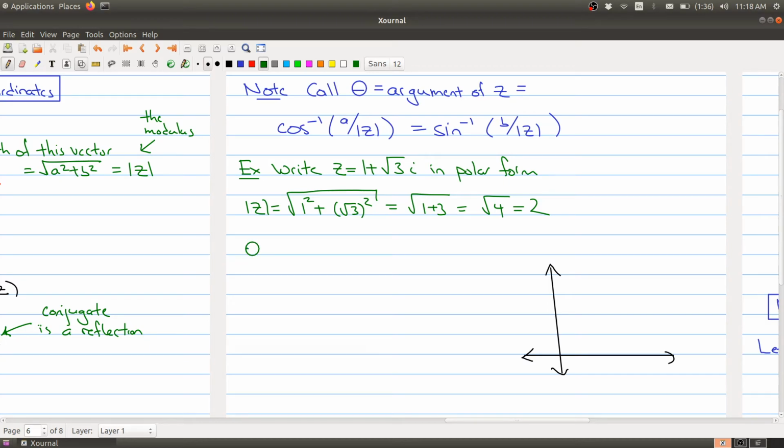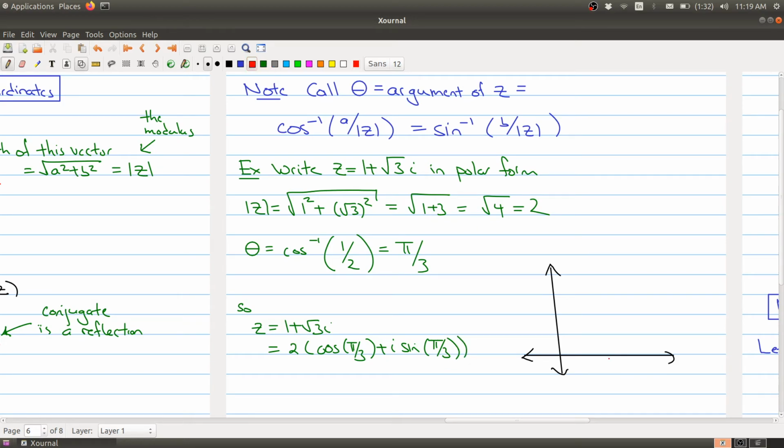And now I need the argument. So the argument is going to be inverse cos of 1 over 2. In radians, that is pi over 3, which is 60 degrees, because I'm using a 30, 60, 90 triangle. So putting the pieces together, our complex number Z, which is 1 plus root 3 i, could also be written as 2 times cos pi over 3 plus I sine pi over 3.